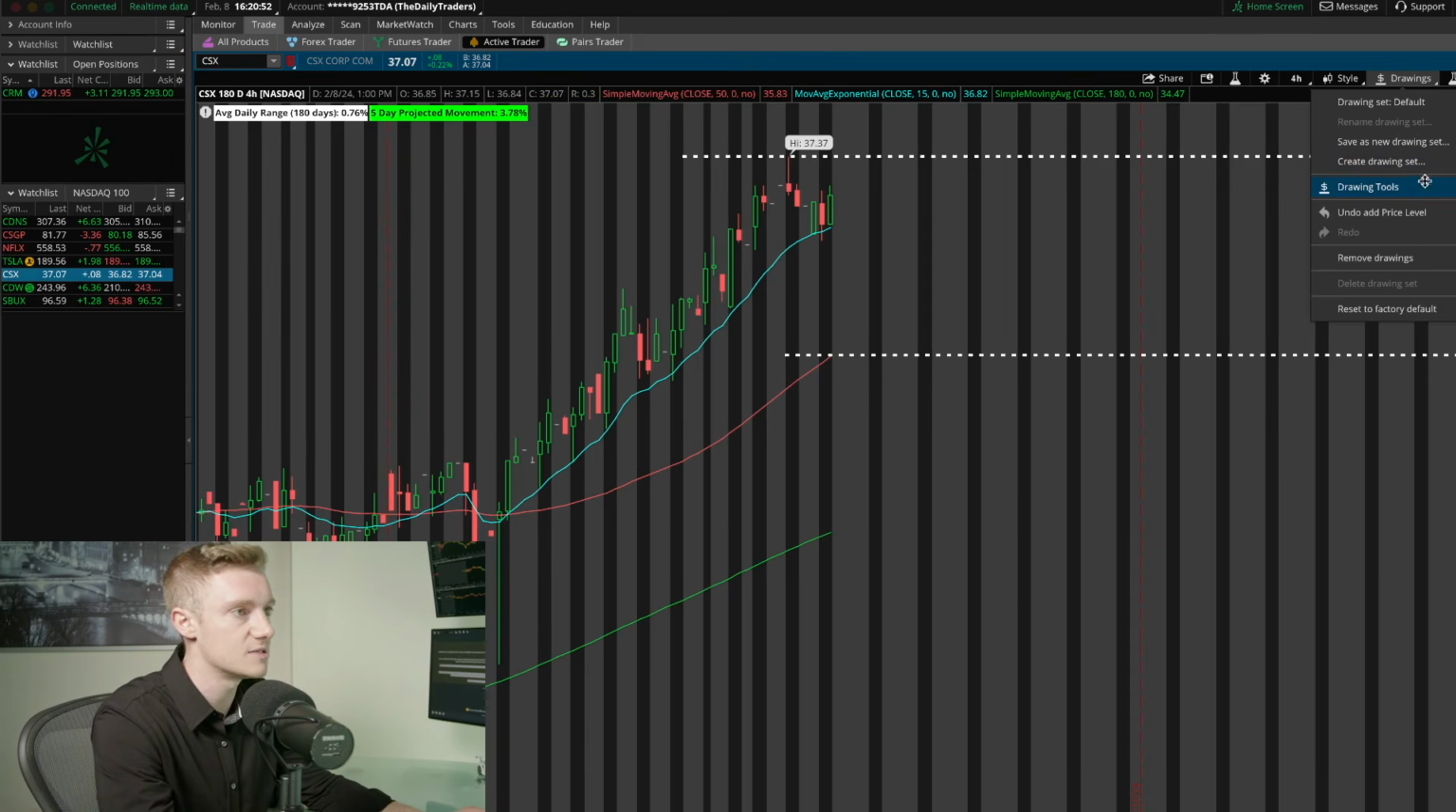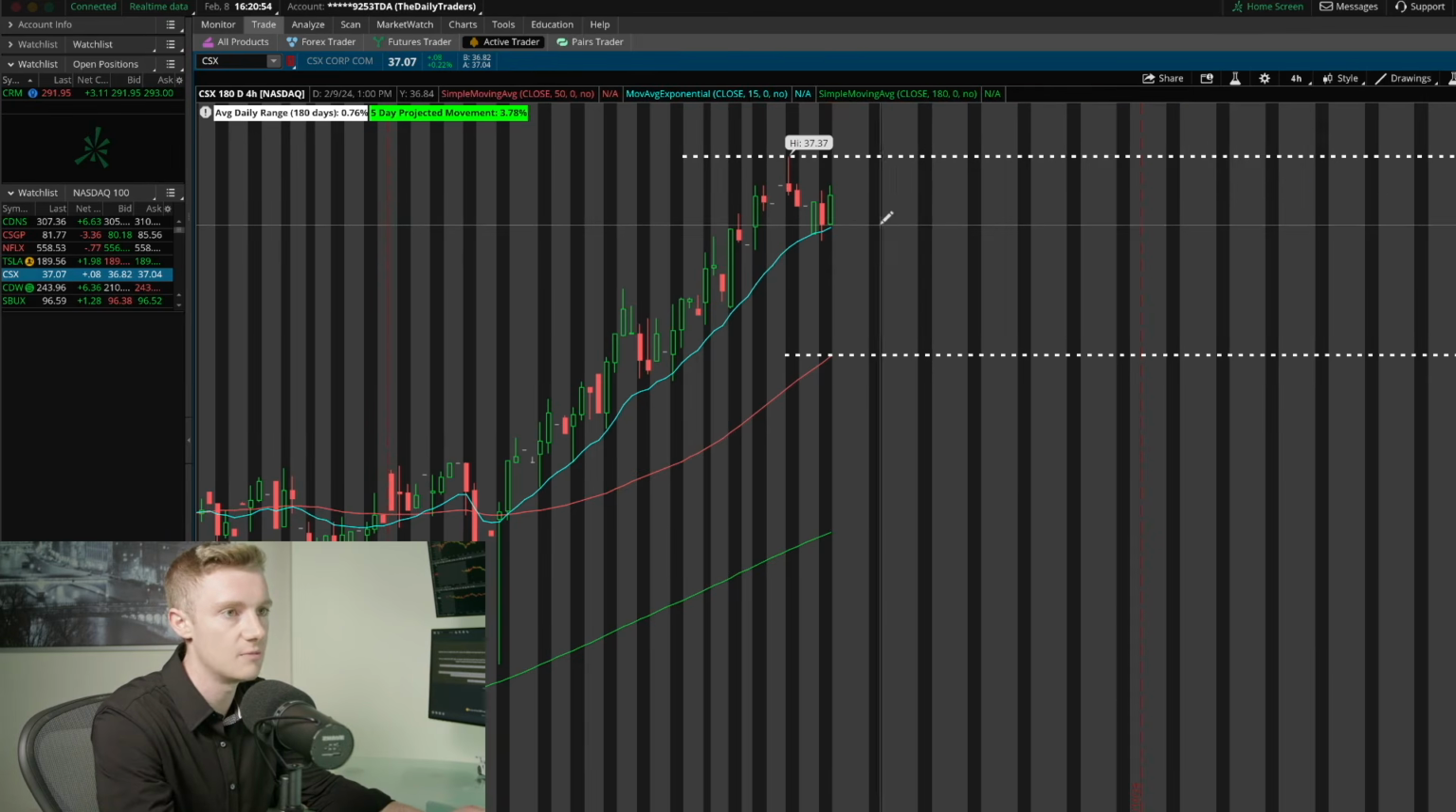So when you go to drawings and you click on the drawing tool, the timeline, and you drag this from where we're currently trading, which is around that 37 area, up to our stop loss. All right, 0.70, we're within that 5-day projected movement. And then let's look at our target. Okay, 3.3, we are in our 5-day projected movement.